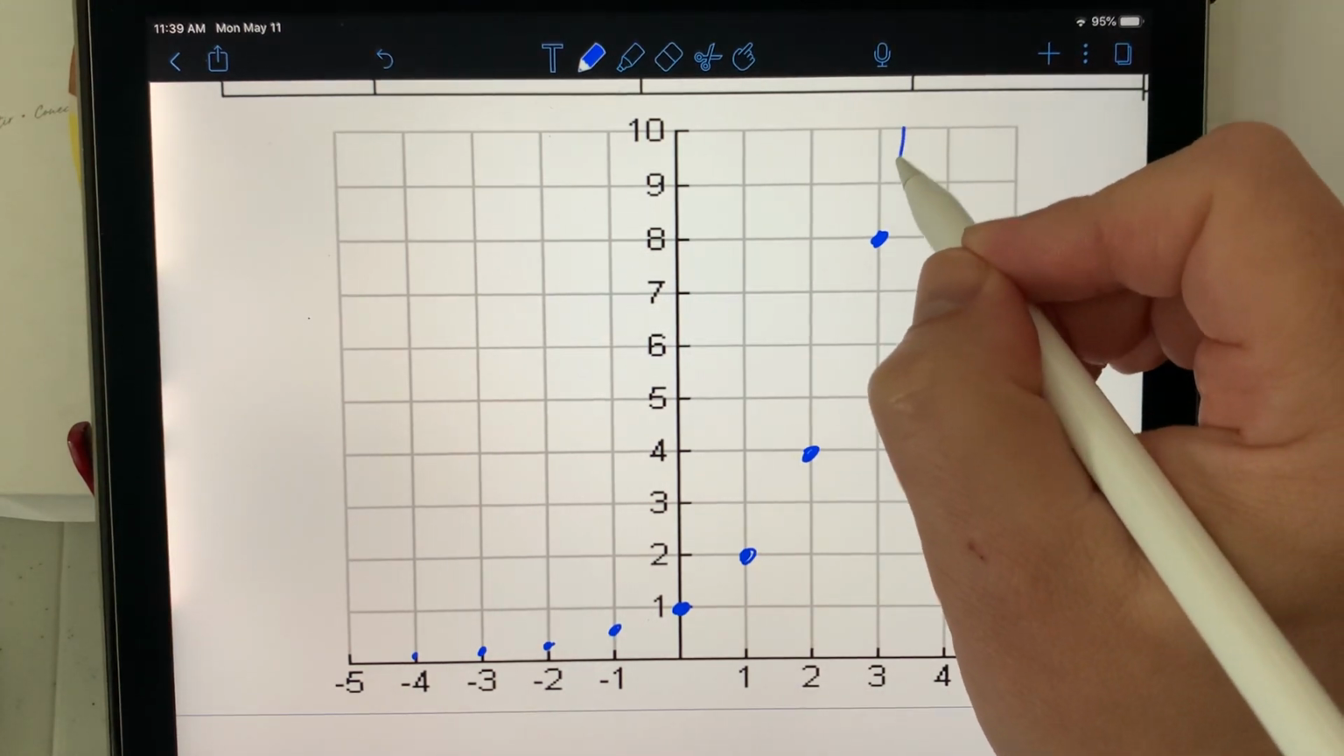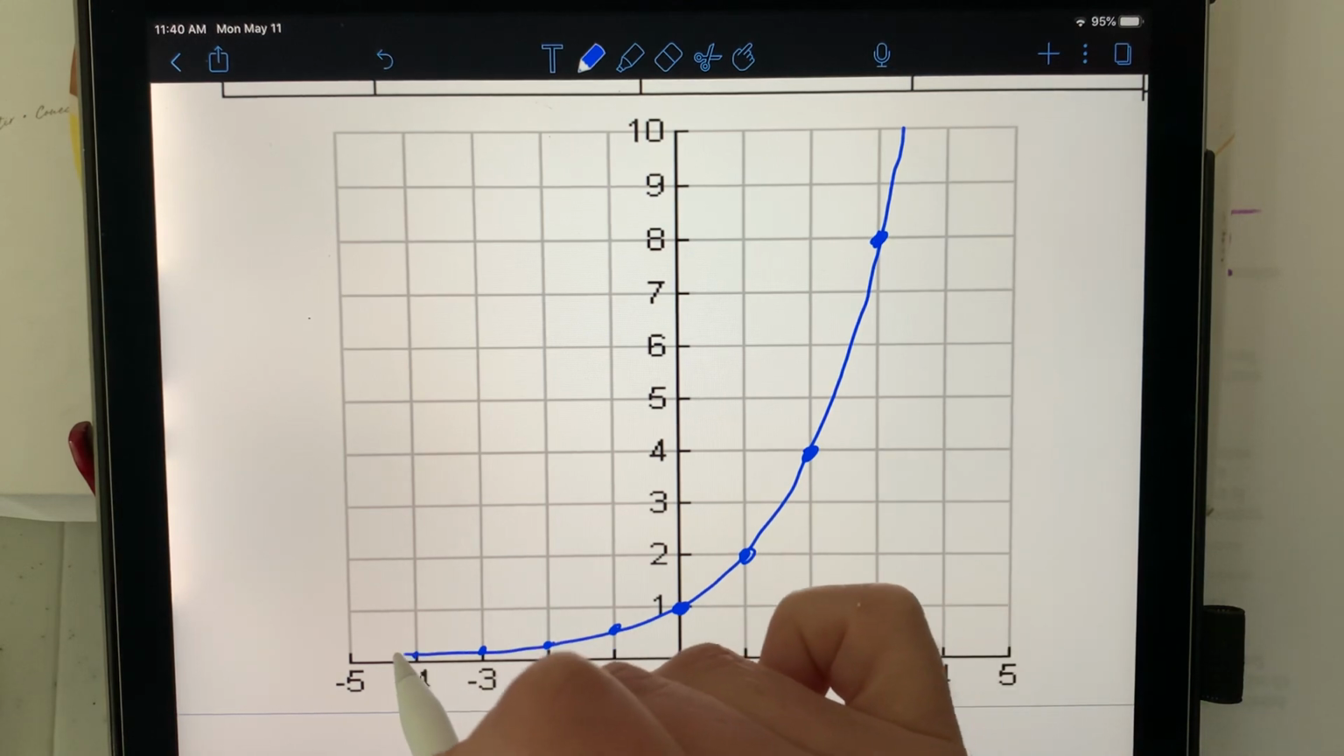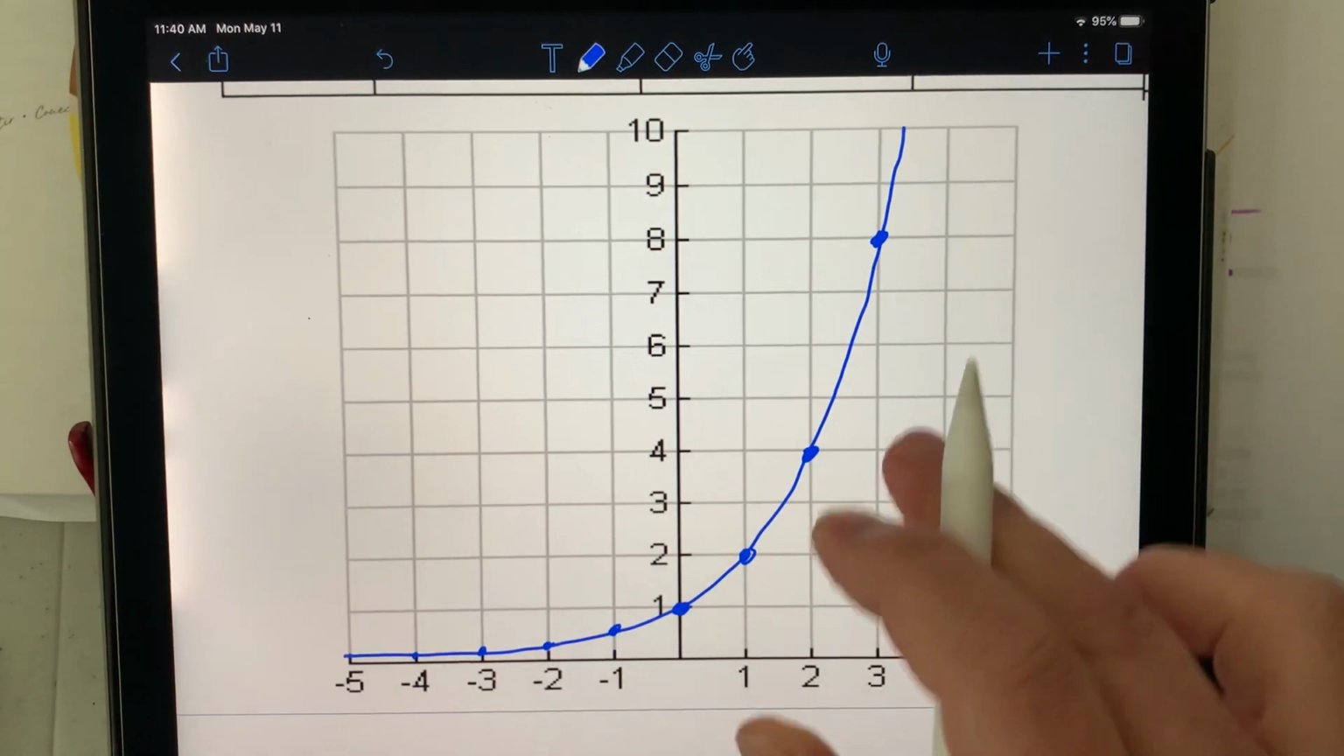Very hard to draw, but we're going to try our best. Going to go something like this. And again, try to get closer and closer to 0, but try not to touch it. Very, very hard to do.